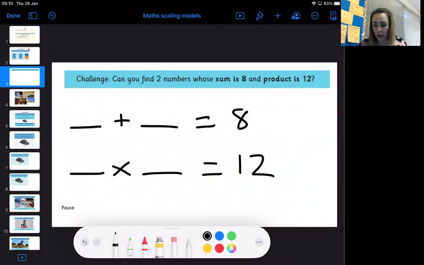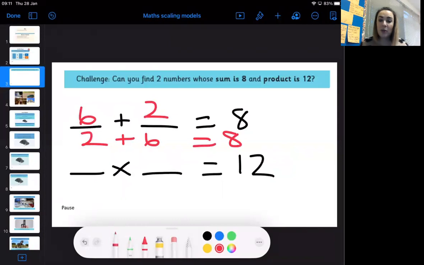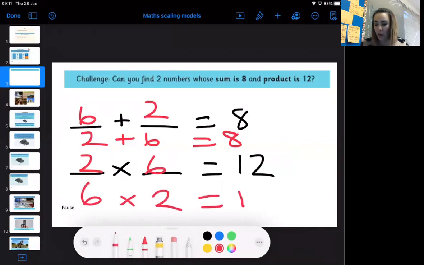The 2 numbers you were looking for are the numbers 6 and 2. We also know that 2 add 6 also equals 8 because they're commutative. You can swap them around. And also we know that 2 times 6 equals 12 and also 6 times 2 equals 12. So there's a reminder about relationships between numbers and also some of our multiplication tables.